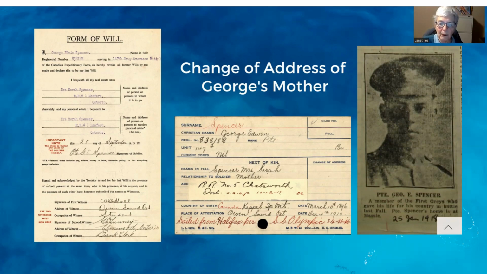His other record shows here that they have done a correction to his address, and his next of kin is now at RR number 5, Chatsworth, at the time of his death. I was also able to find in the Bruce Grey Branch Ontario Genealogical Society surname collection a picture of George, but it was not in the newspaper until the 25th of January of 1918. One piece of important information that's in here, it says, Private Spencer's home is at Massey.